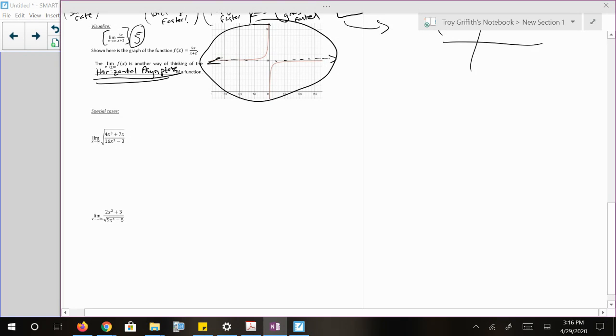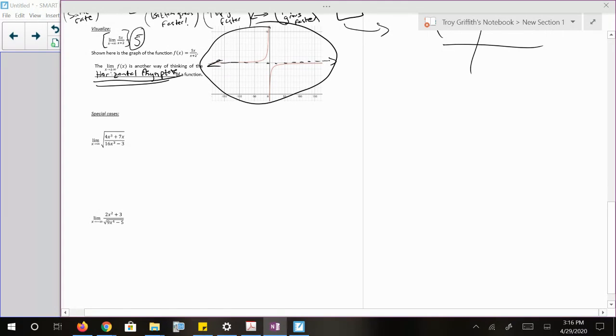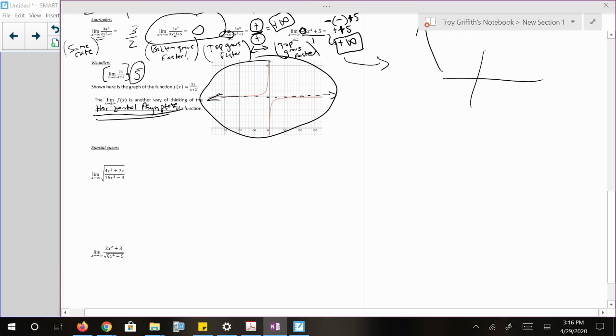A couple of special cases. I won't ask too much about these, but I might mention them, so it's important to know them. Let's say that we were looking at this: the limit as x approaches infinity of the square root of 4x cubed plus 7x divided by 16x cubed minus 3. This is a little bit different because we have a square root here, and we haven't seen a square root in any of these other problems.